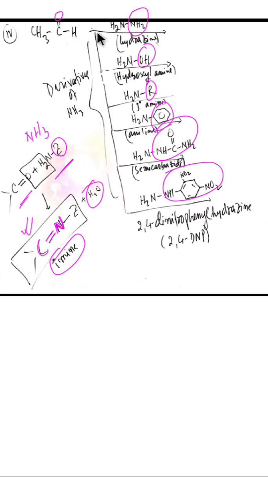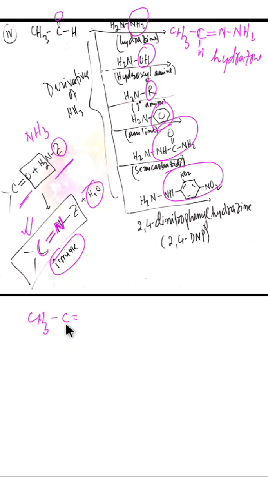Okay, so let me write the product of this first reaction. When this ethanal is reacted with hydrazine, then this will be our C, hydrogen will be attached over here, and there will be a double bond between this carbon and this nitrogen like this, and this NH2 will be attached like this. Such a compound, which is obtained by reacting an aldehyde or ketone with hydrazine, is called hydrazone. This is our hydrazone, right?